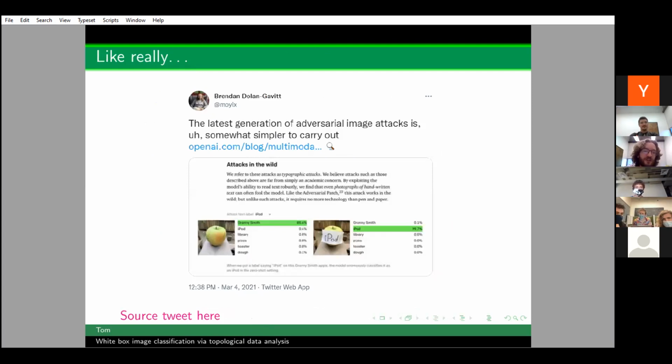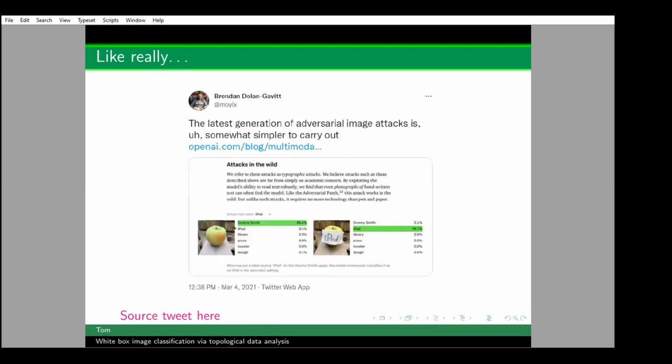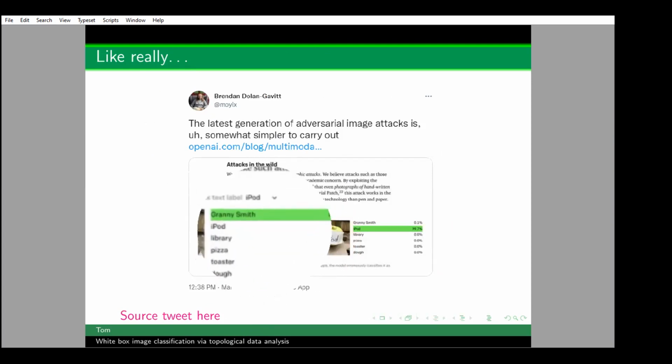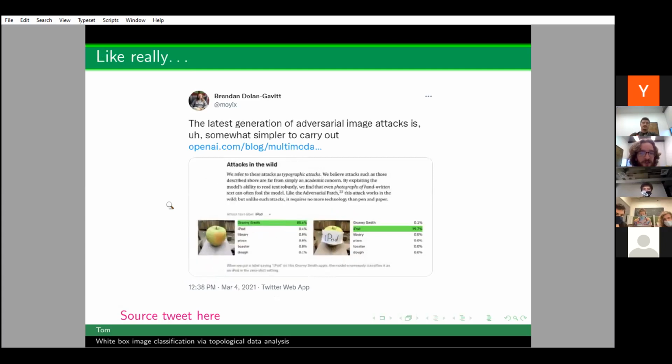So for example, this is a funny image that actually Patrick shared with me last year. This is an example of a deep image classifier. Deep in the sense of neural networks. What it does is it takes in an image, like an apple, and it outputs what it thinks it is. Here it correctly identifies that this is a Granny Smith apple with like 85% confidence.